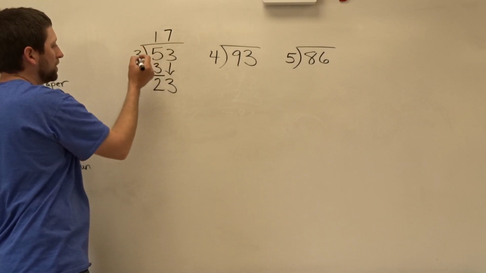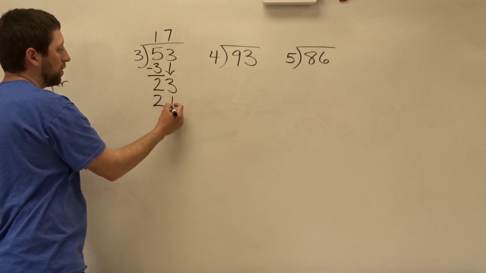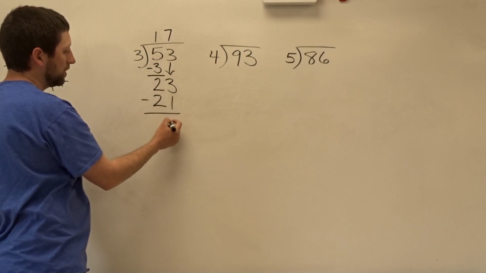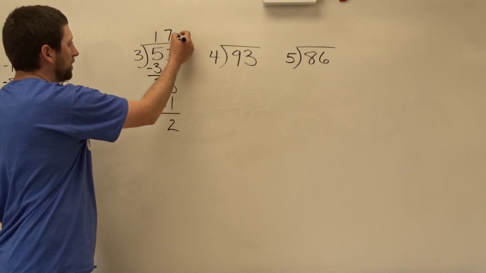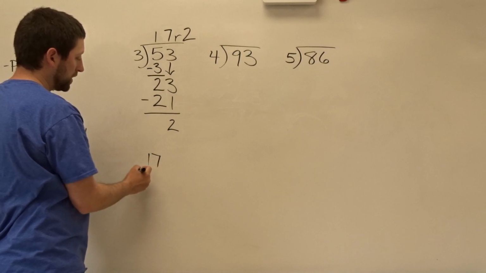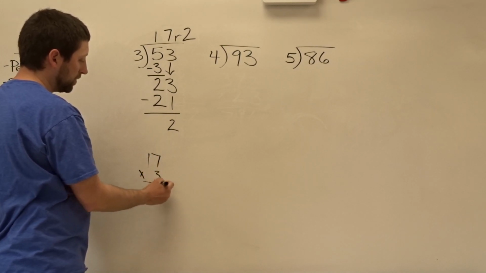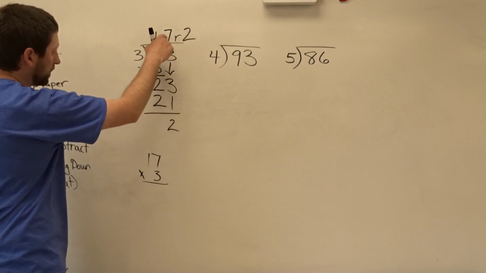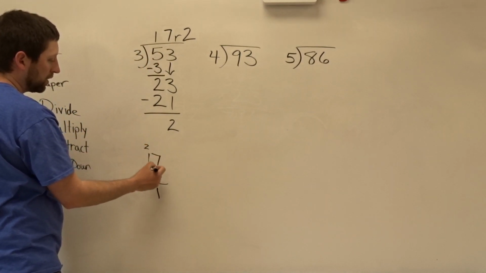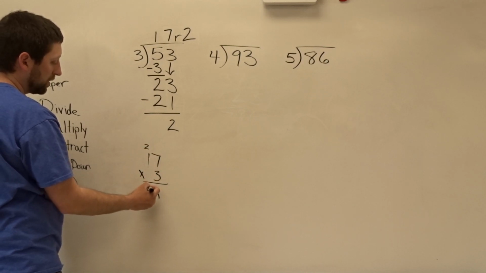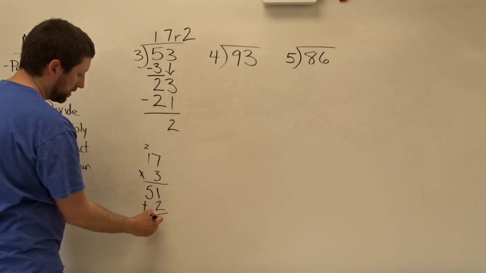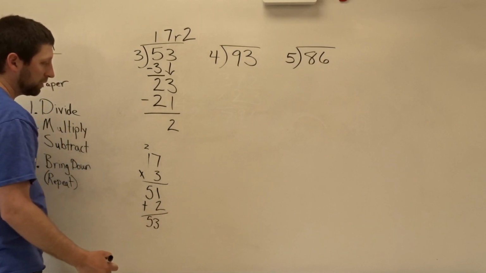7. Let's do 7 times 3, 21. 23 minus 21. Well, that would be 2. 17 remainder 2. Check it by doing 17 times 3. Take this number times here. 7 times 3, 21. 3 times 1, 3, plus 2, 5. Add in my remainder, and that would be 53.